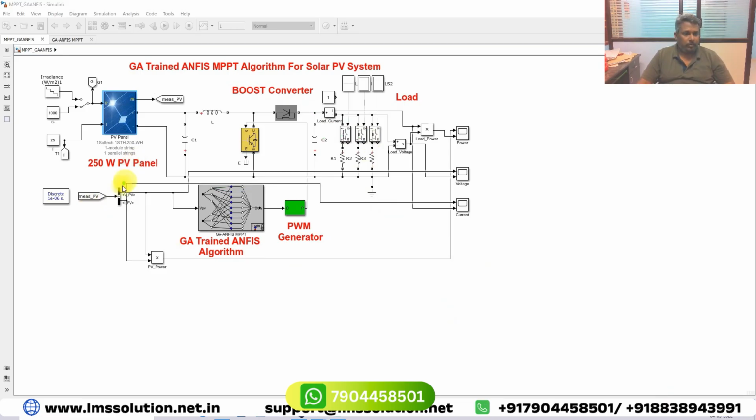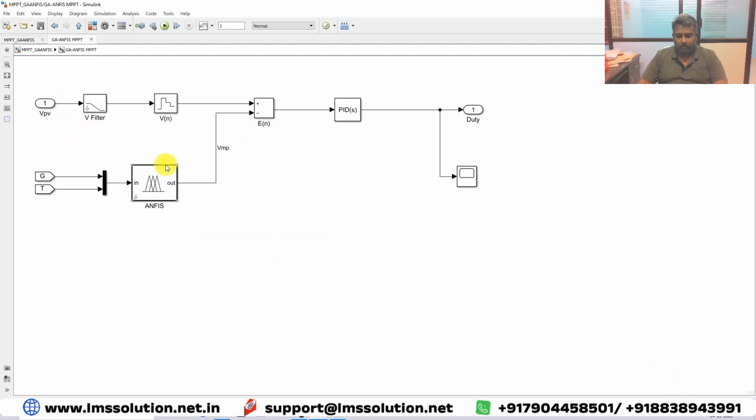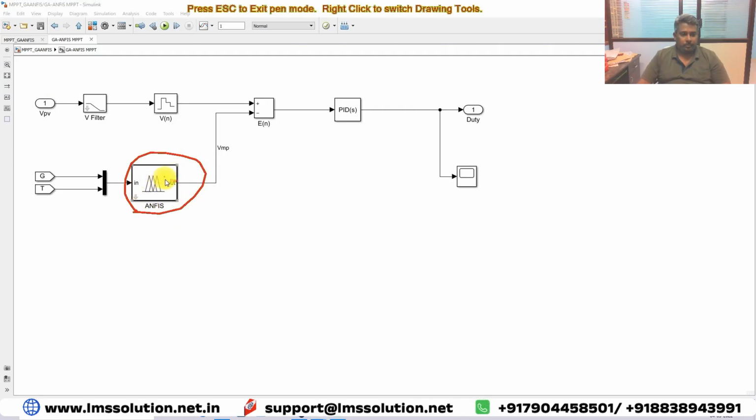Here we are going to measure the PV details, that means the PV voltage and the current, for the GA trained ANFIS algorithm. The trained GA trained ANFIS is placed here. It receives two inputs, irradiation and temperature. The output is the voltage at the maximum power point, and here we are measuring the actual voltage of the PV panel.